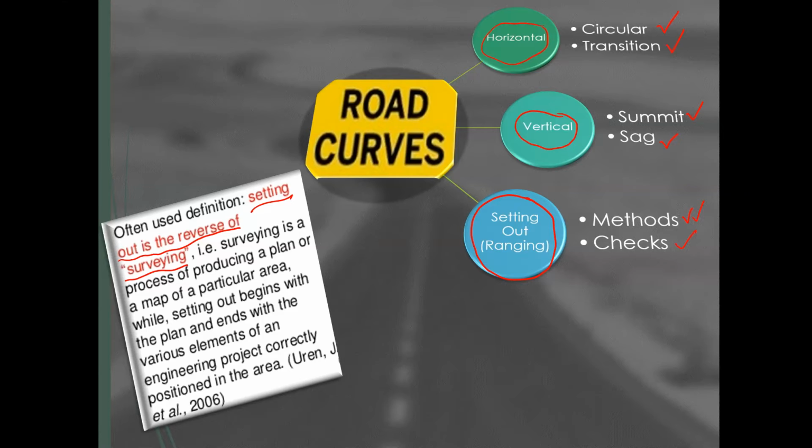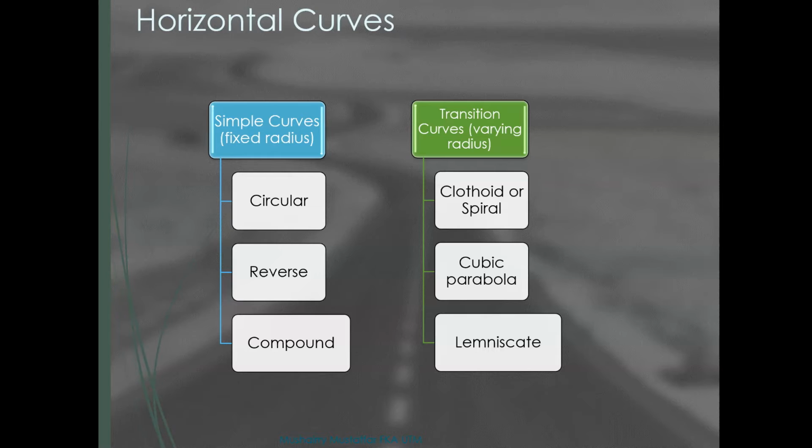So in this case, we'll be dealing with setting out road curves. We'll discuss horizontal curves, then we move on to vertical. So let's look at horizontal curves first. We could either have a simple curve, or what we call a transition curve. A simple curve is basically a curve with fixed radius, whereas a transition curve by definition is a curve with varying radius, which is basically some kind of spiral.